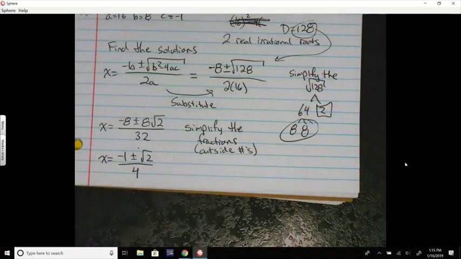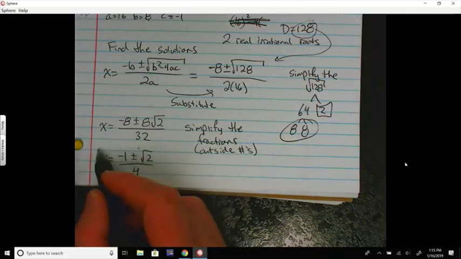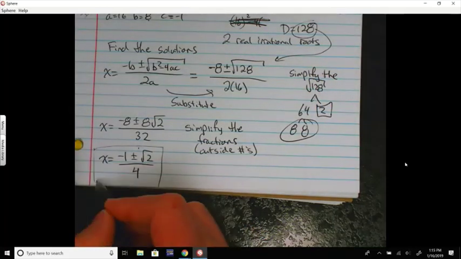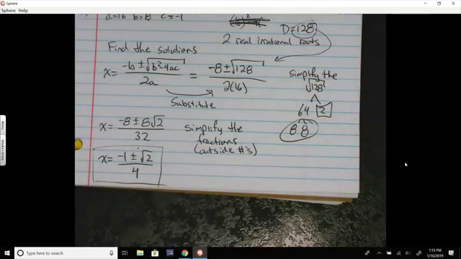So -1 minus root 2, all that divided by 4, and -1 plus root 2, all that divided by 4. Those are your exact answers. If they want decimal approximations, you would calculate that with your calculator.